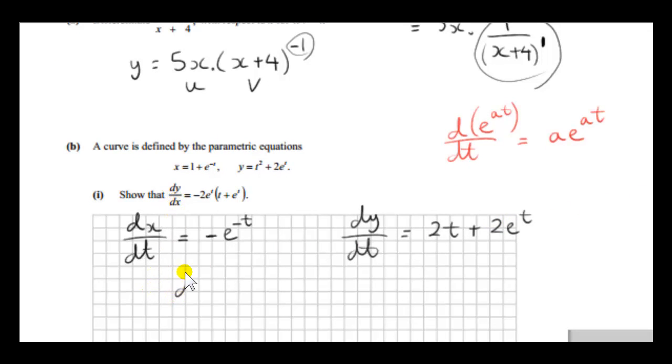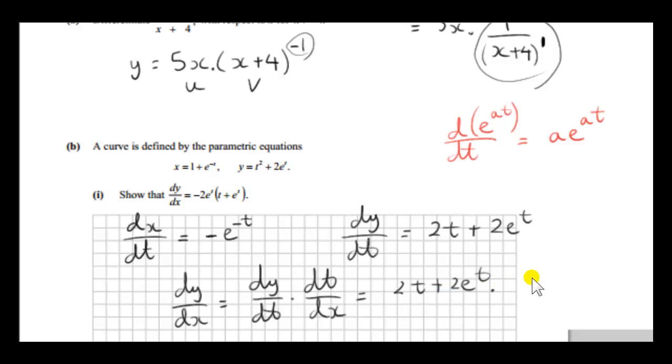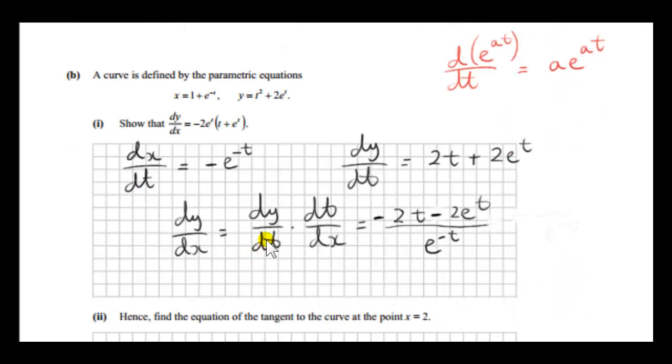So we get dy dx from multiplying dy dt by dt dx. So dy dt is this here, and that's multiplied by dt dx, so we have to invert this thing. Okay, so it turns out that dy dt and dx dt behave like fractions. So that's how we get at dy dx.